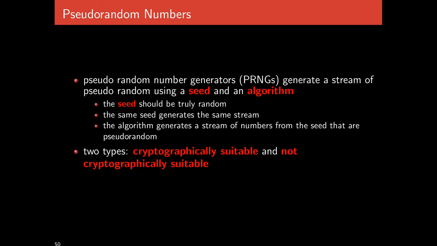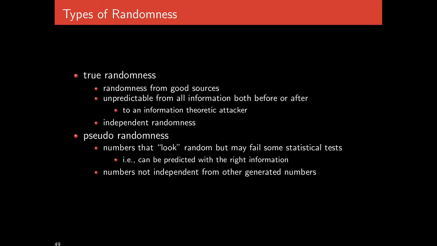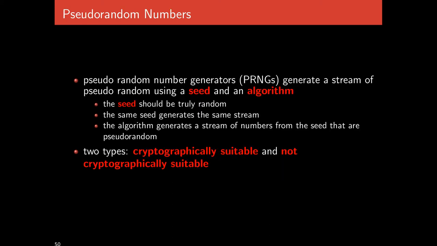So going back, we have true randomness, which would be cryptographically suitable. If you wanted to generate an encryption key, say for your one-time pad, you could do coin flips to generate it. And this would be a good source of randomness. The attacker will never know what that is. But you could also generate it with pseudo-randomness using a seed and an algorithm. So given this, if the attacker can look at the stream of random numbers and start figuring out what the next ones are, then it is not cryptographically suitable. And if they can't, then it would be cryptographically suitable. It means you could actually use it for an encryption key or something like that.